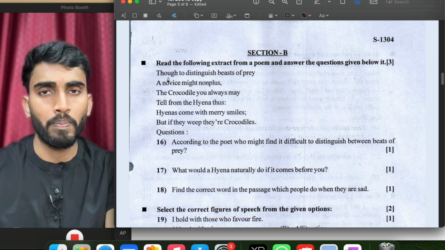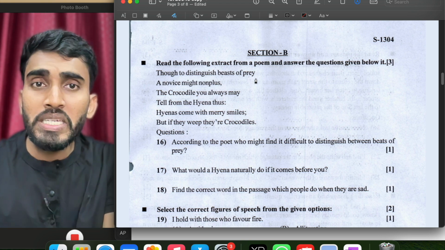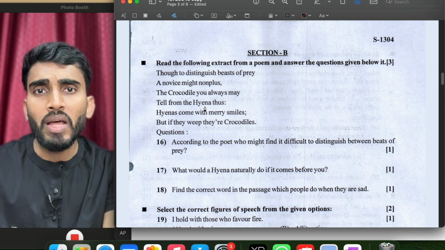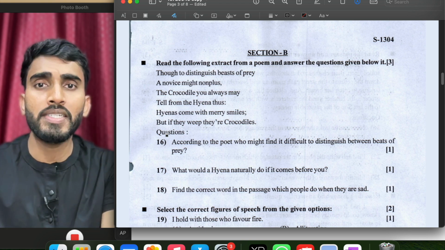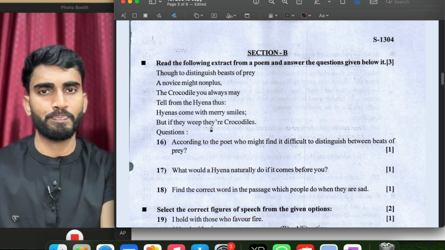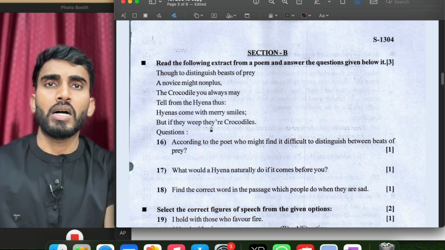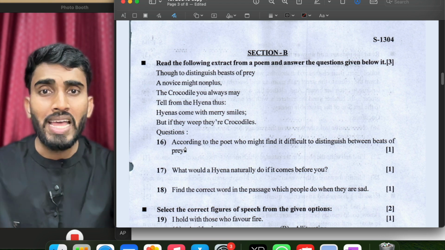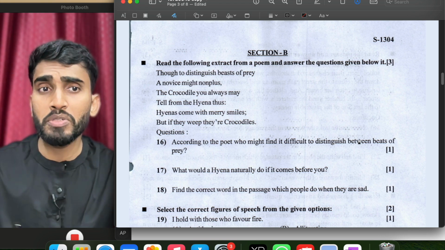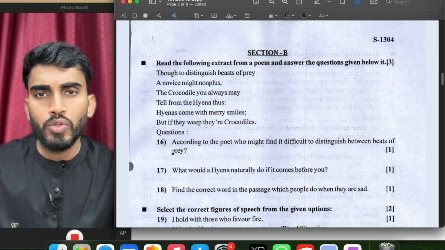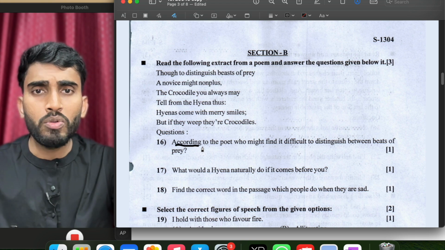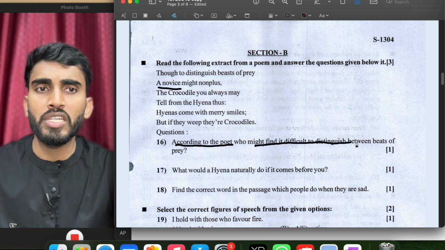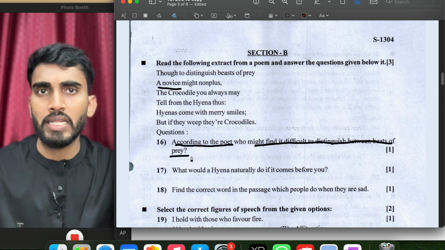The stanza says: though to distinguish beasts of prey, a novice might nonplus, the crocodile you always may tell from the hyena thus. Hyenas come with merry smiles, but if they weep, they are crocodiles. So again, you have to attempt this question by writing the answer in complete sentence format. For this question, the question is: according to the poet, who might find it difficult to distinguish between the beasts of prey? So we'll use the sentence from the question: according to the poet, a novice person might find it difficult to distinguish between beasts of prey. This will be the answer.